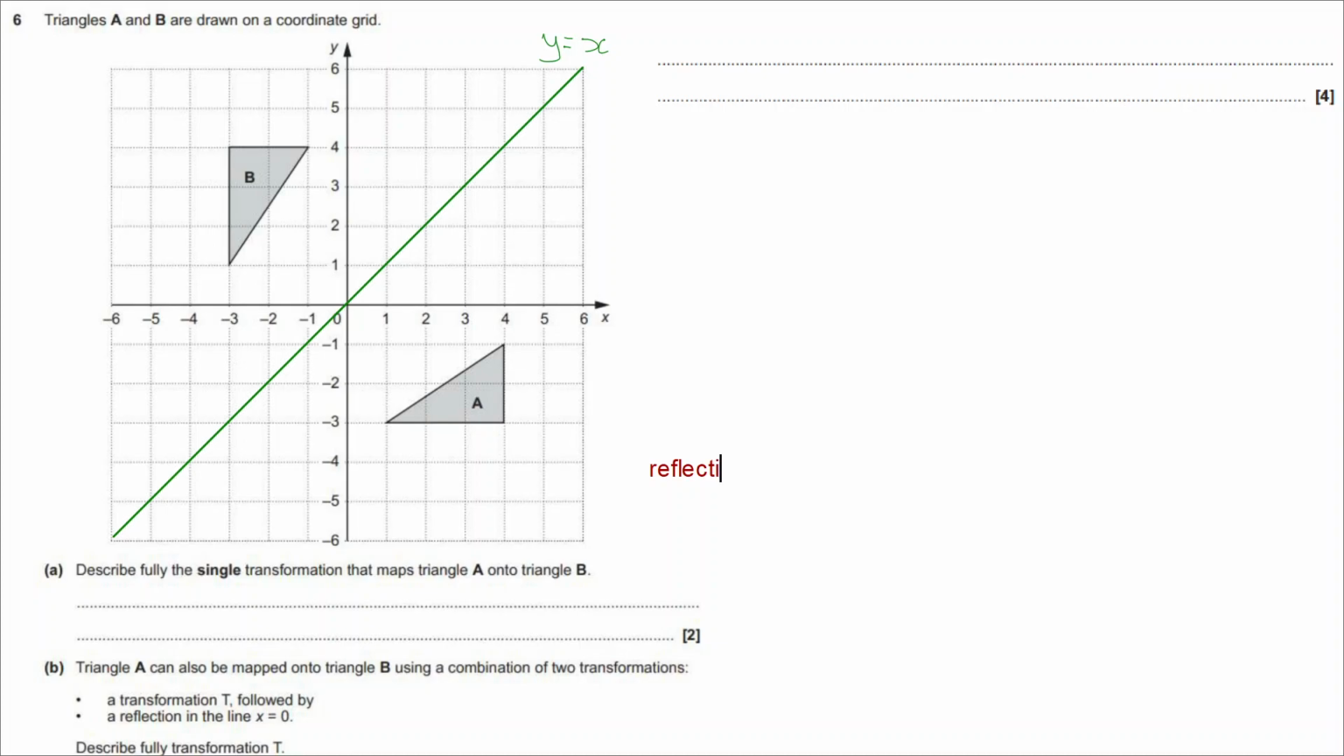So in this case, the single transformation is going to be a reflection in the line y equals x, and that is it for the first mark. That is your answer there: reflection in the line y equals x. Then below we've got triangle A can also be mapped onto triangle B using a combination of transformations.